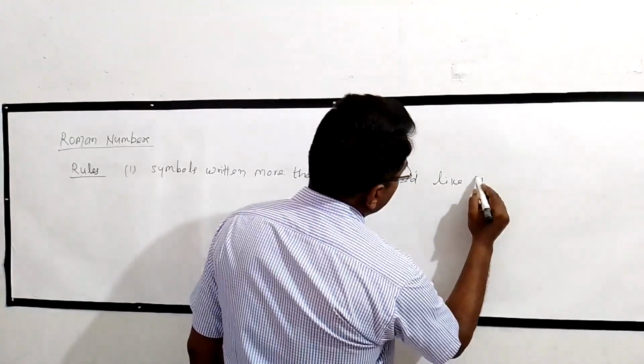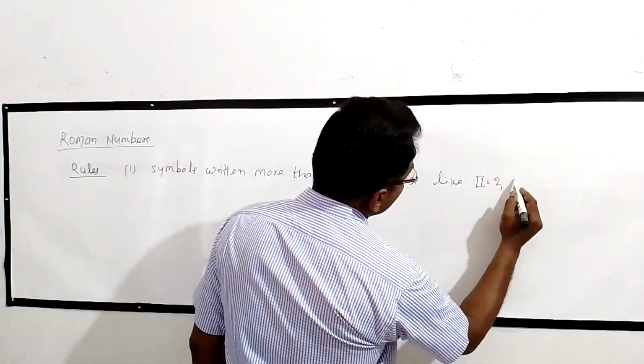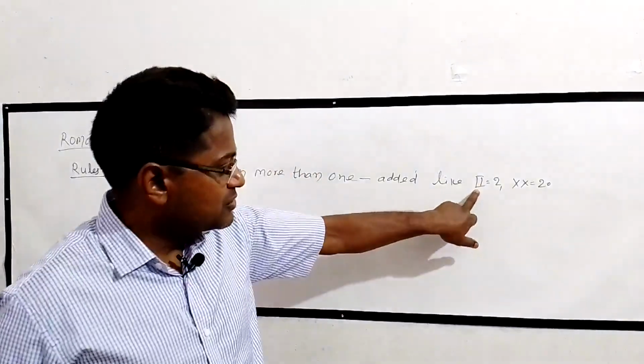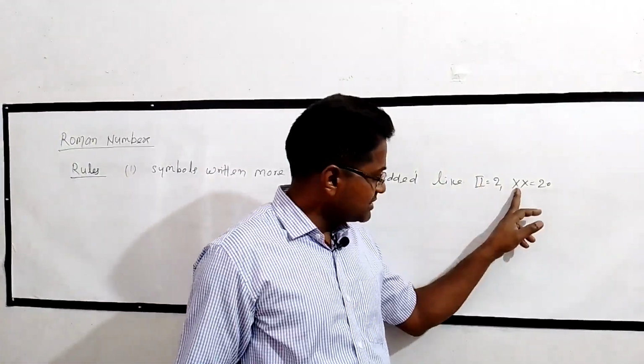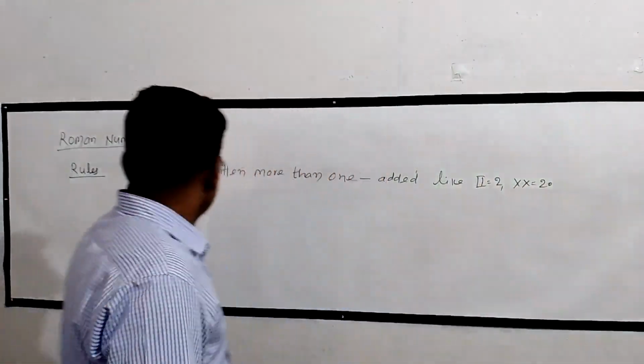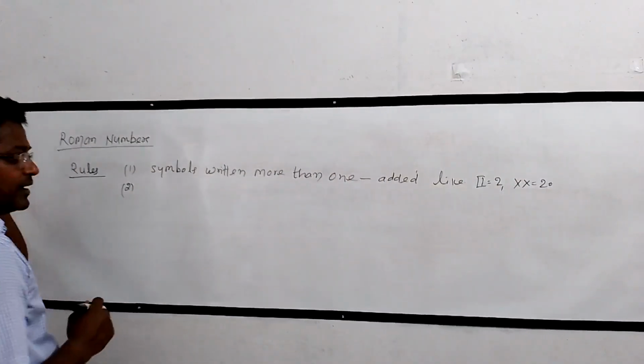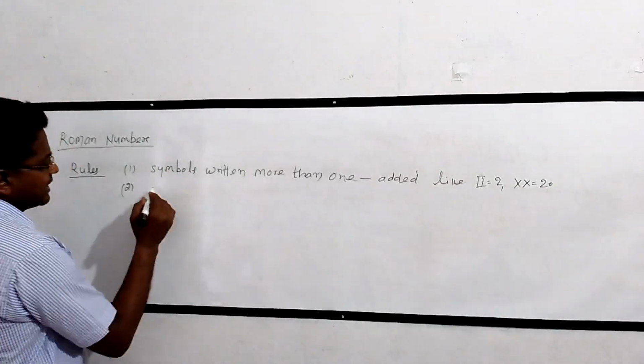Like double I is equal to 2, double X is equal to 20. Here single I means 1, double I means 2, single X means 10, double X means 20. Okay, next rule. Any symbol cannot be repeated more than 3 times.